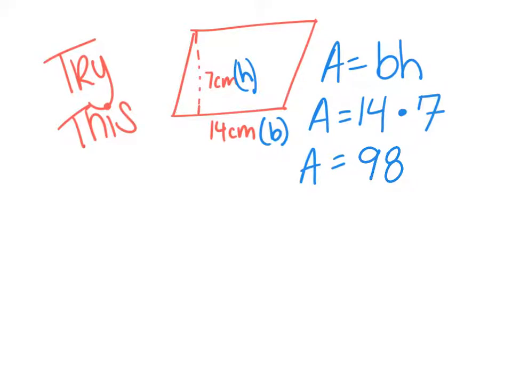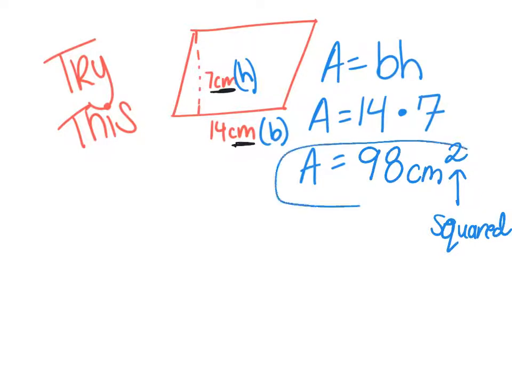Now notice my units or my label here was centimeters. When I'm writing area, it's always going to be in squared form. So in this case, I'm going to have 98 centimeters, so I'm abbreviating that to cm, and then I'm putting my exponent 2. That exponent 2 tells us squared when we're reading it. So I'm reading this answer 98 centimeters squared. And there is my area for my first parallelogram.